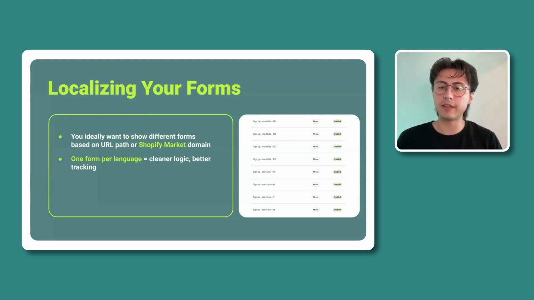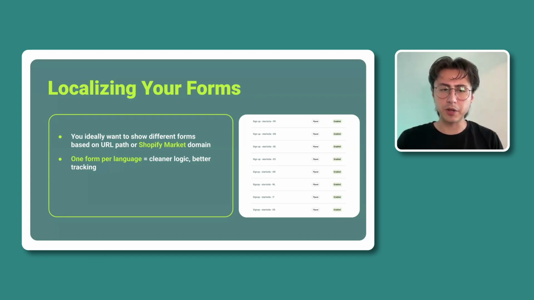There's no difference. We're tagging things. We have a lot of different things there. And one form per language will help you have cleaner logic, so only the customer that is supposed to see that form sees it. Using our localization techniques, which I'm going to show you further on, is the best way to approach it.